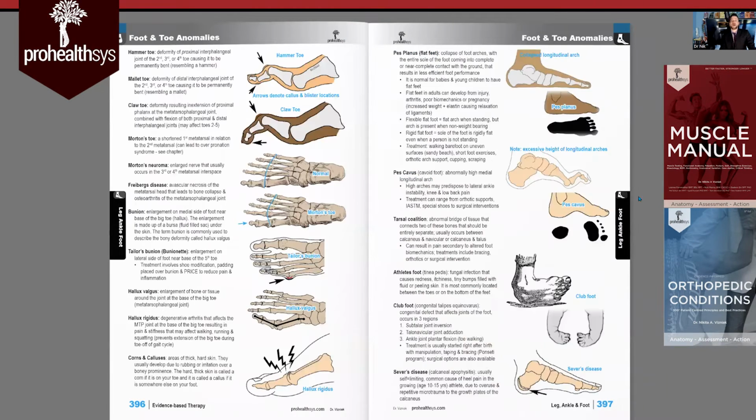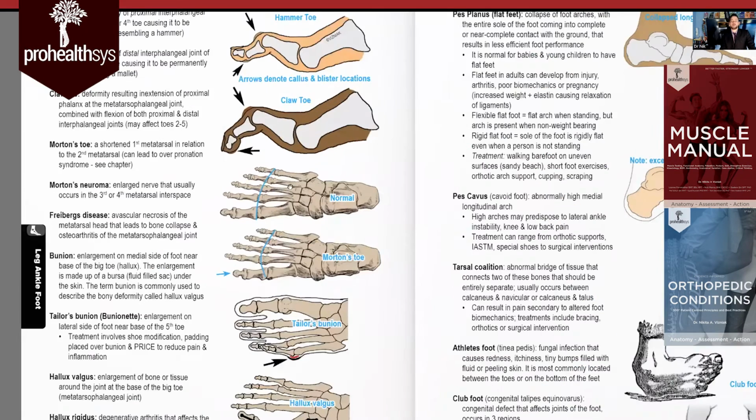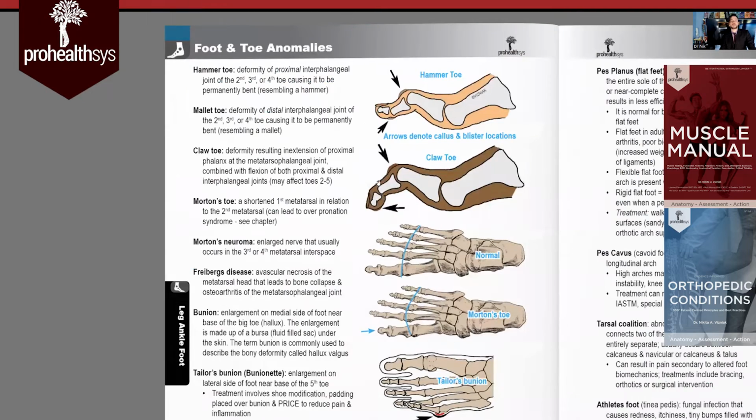Then we go into anomalies, and there are a number of anomalies of the foot that you have to be aware of. A hammer toe versus a claw toe, where you can see bunion formation or callus formation, I should say. And whether you're looking at flexion or extension of the metatarsal phalangeal joint or interphalangeal joints, or proximal or distal, the DIPs or the PIPs, depending which toe you're talking about. We also have Morton's toe versus Morton's neuroma.